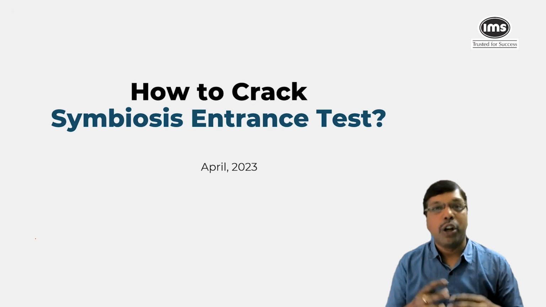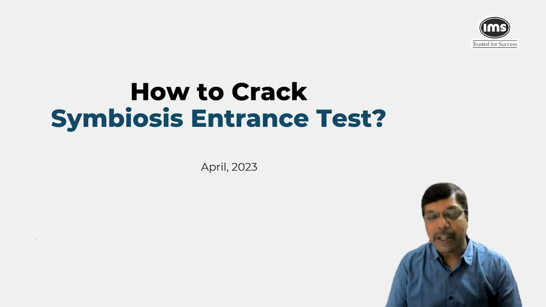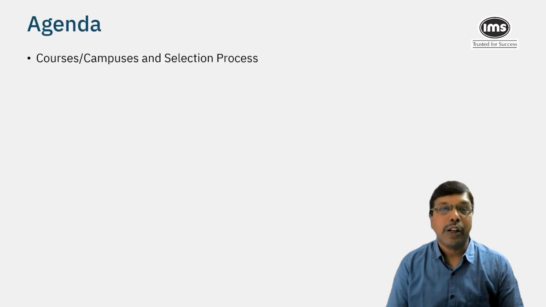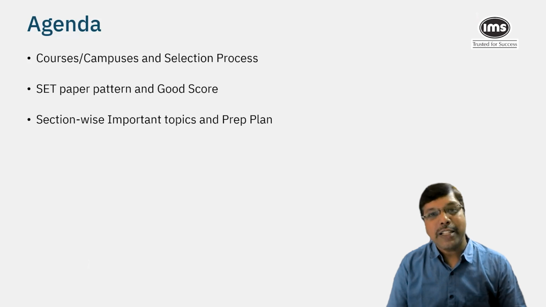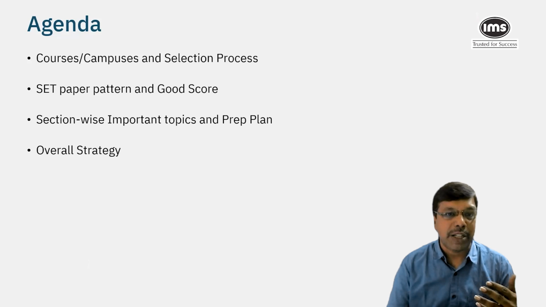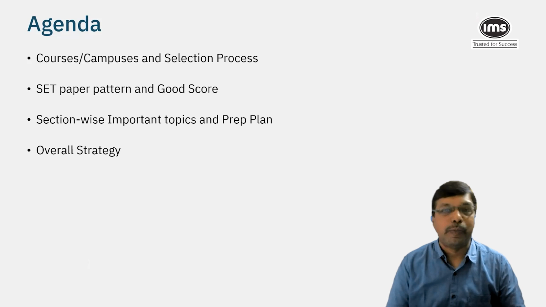I will take you through the entire information about Symbiosis Entrance Test or SET in 4 parts. Number 1, what are the campuses and courses that one can target through this entrance exam and the selection process followed by all these campuses? The paper pattern for SET and what should be the target score? The section-wise important topics, the preparation plan, and the overall strategy that one needs to follow.